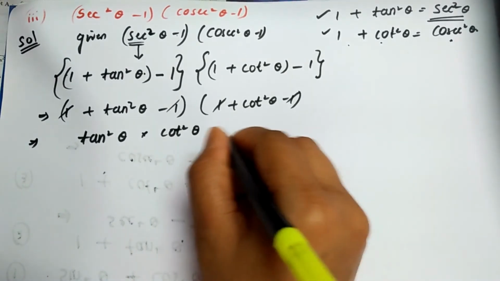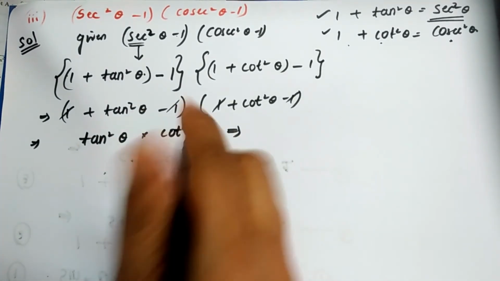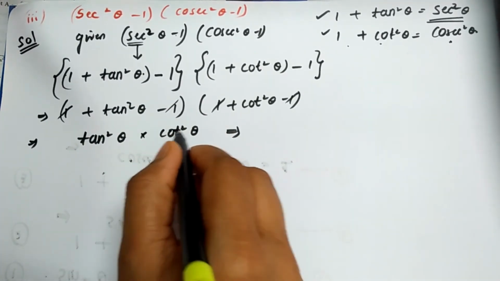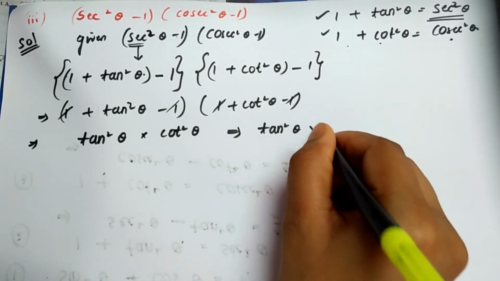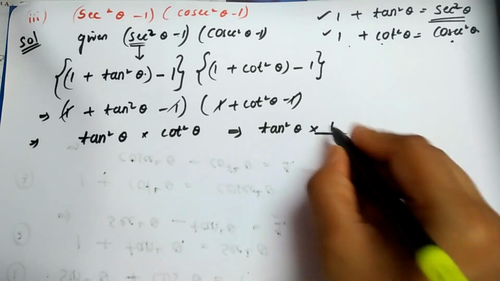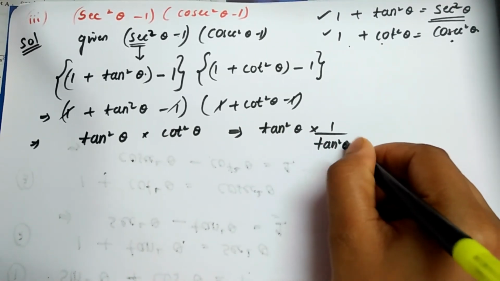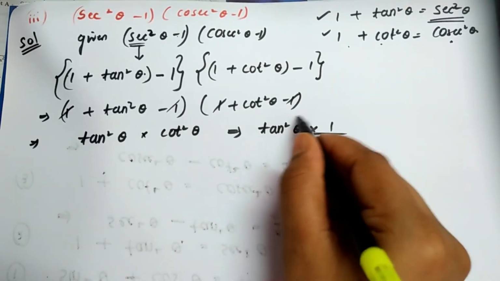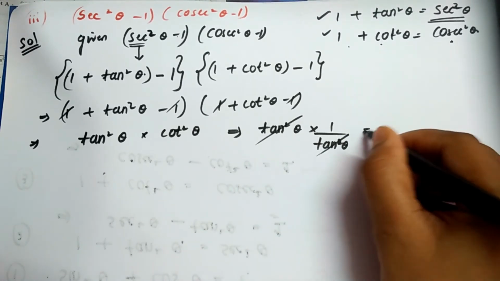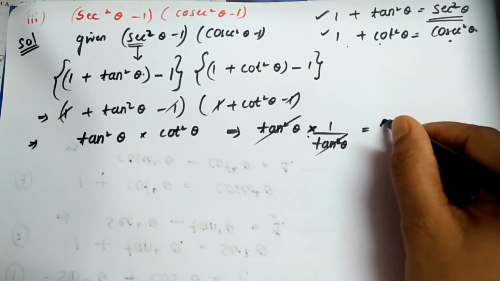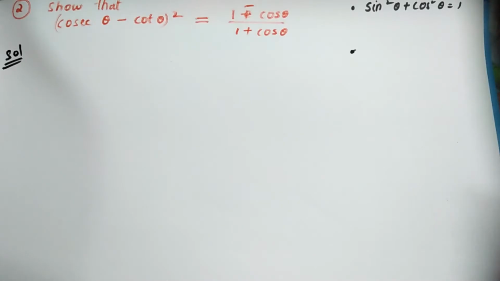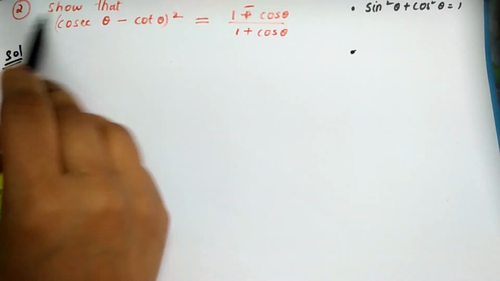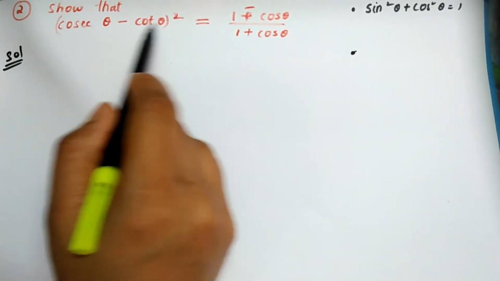One more thing that we know regarding these relationships is that cot is nothing but the inverse of tan. So cot is the inverse of tan square theta, and tan square theta gets cancelled. Since it's a multiplication, the answer will be 1, and it's simplified.